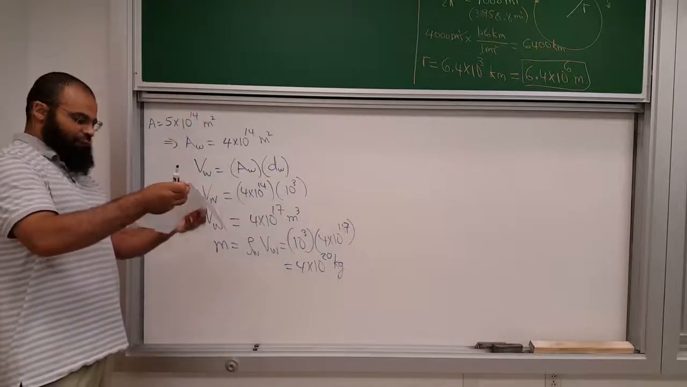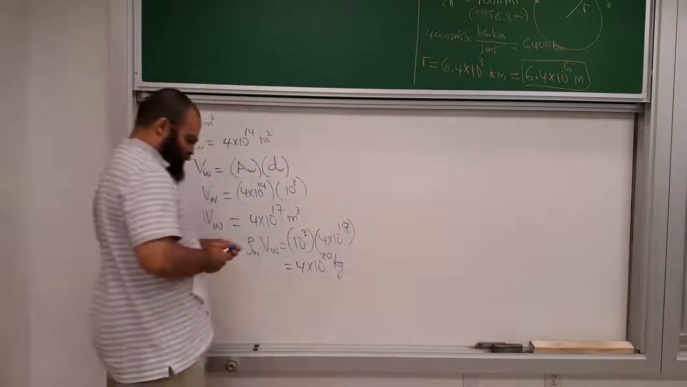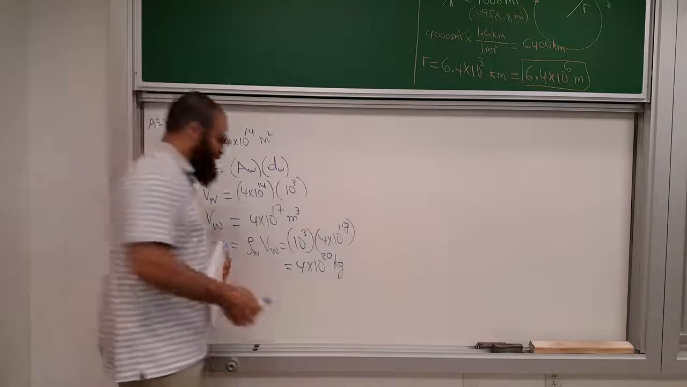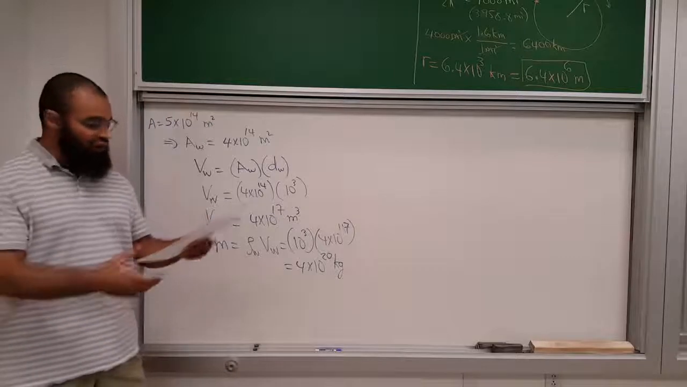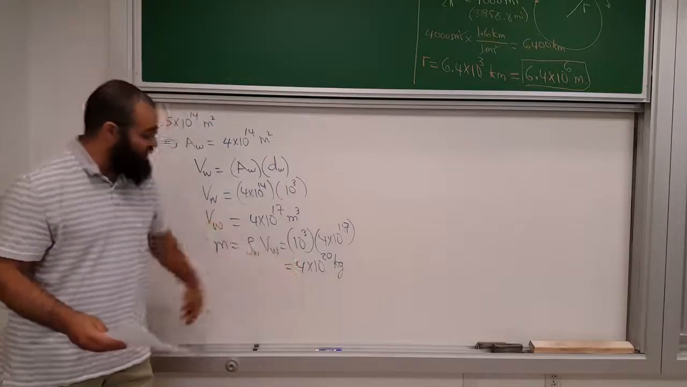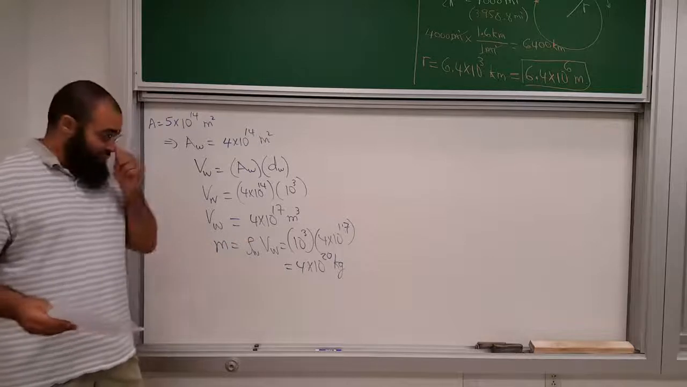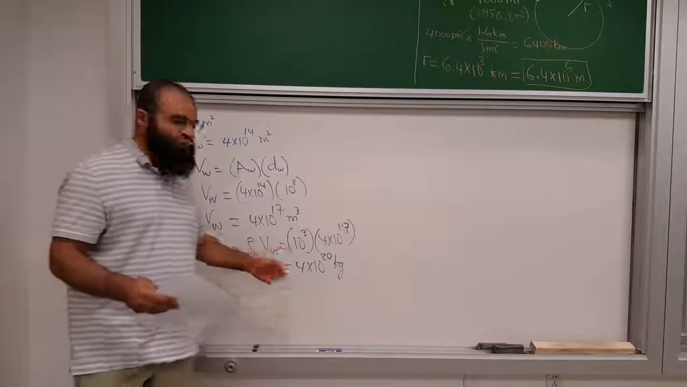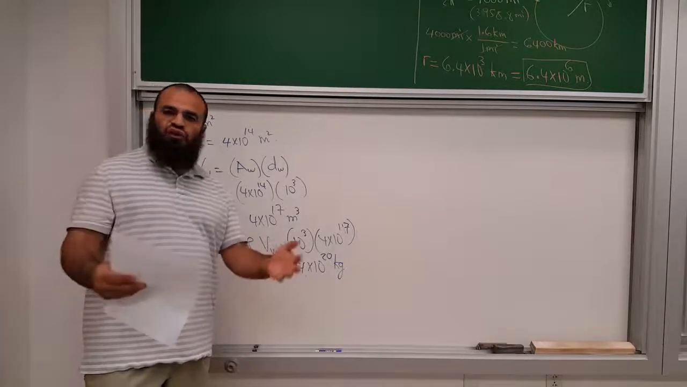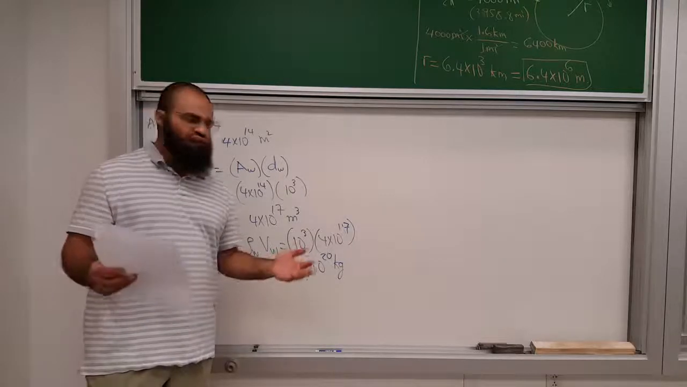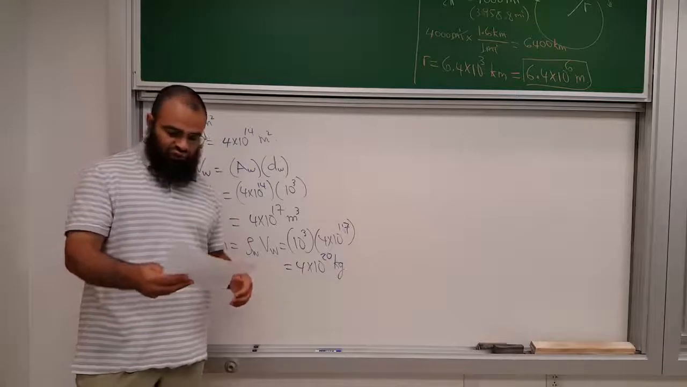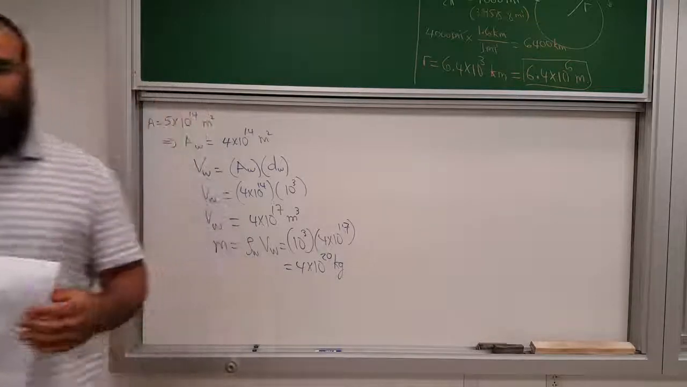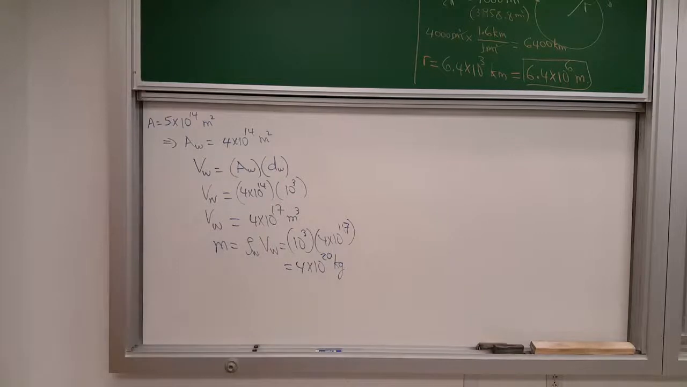I looked it up. It turns out to be 1.4 times 10 to the 21. So they estimated that the mass of the water is about 3 times this amount, which is fine. We're talking about orders of magnitude. If you're off by a factor of 3, 4, 5, even 10, that's fine, because you're just estimating. We're not looking for accuracy, we're looking for an estimate. Okay, I will pause here and we will go to the next problem.